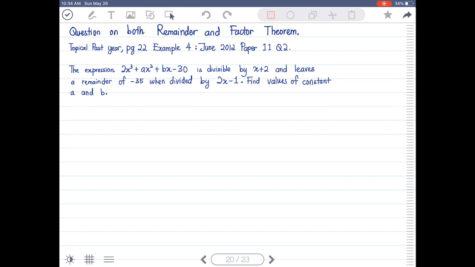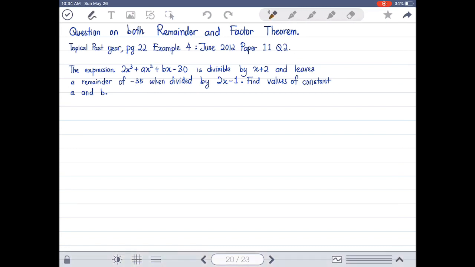Now let's have a look at a question which involves both the remainder and the factor theorem. You can see this in your topical past year paper here, page 22, example 4. The expression 2x to the power of 3 plus ax squared plus bx minus 30 is divisible by x plus 2, which means that x plus 2 is a factor of that polynomial, and leaves a remainder of negative 35 when divided by 2x minus 1. Find the value of the constants a and b.